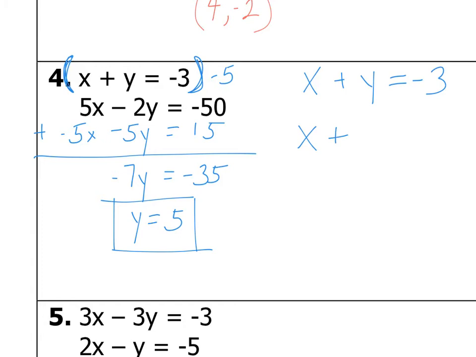Here we have x plus 5 is now equal to -3. Pretty challenging to solve, but I believe that turns into -8. So here you go. Here's your ordered pair: -8, 5.